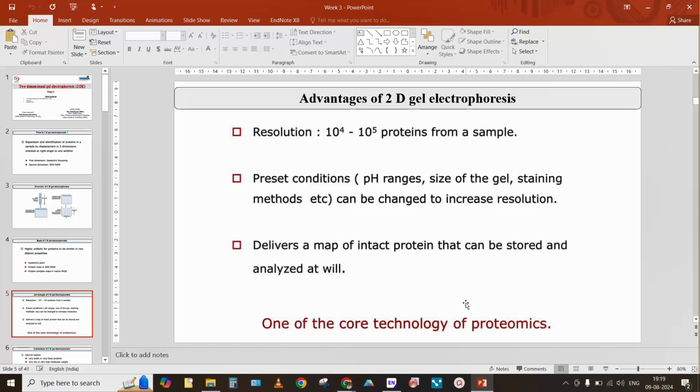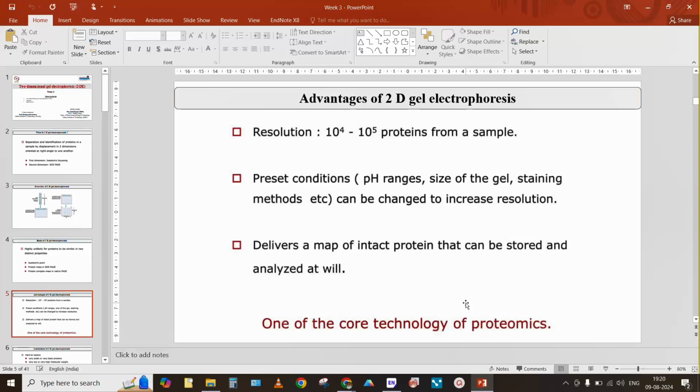Then the advantages of 2D gel electrophoresis. It has several advantages, especially in the context of proteomics and protein analysis. We'll cover them one by one. The first is high resolution. Two-dimensional gel electrophoresis can separate thousands of proteins simultaneously based on two independent properties: isoelectric point and molecular weight. This high resolution makes it possible to distinguish between proteins that are very similar in size or charge.